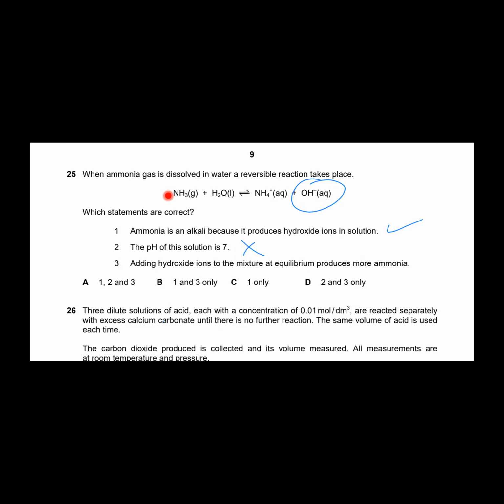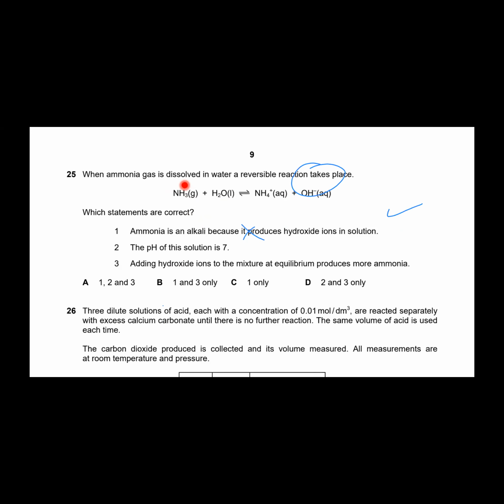Adding hydroxide ions to the mixture at equilibrium produces more ammonia. Is that correct? Yeah, that is correct. Because if you add more hydroxide to this side, the reaction will go backward, so you're getting ammonia back. So for 25, the answer is B, 1 and 3 only. Okay, right. 26. The answer.